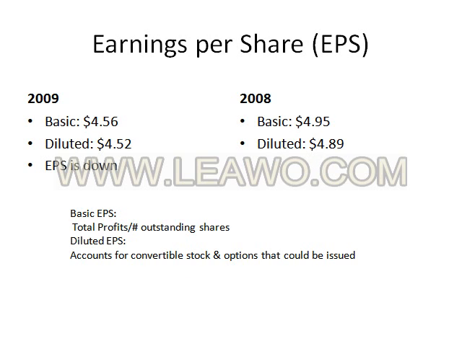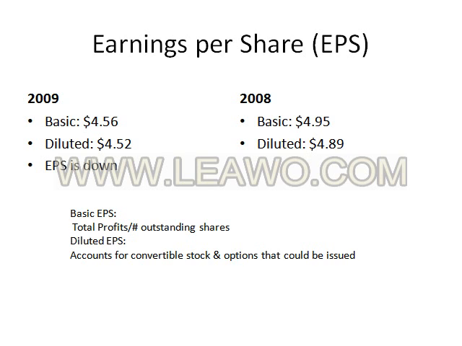Earnings per share. Earnings per share takes total profits and divides it by the number of outstanding shares. So basic EPS for 2009 is $4.56, and in 2008 was $4.95. So we have a decrease in basic EPS.